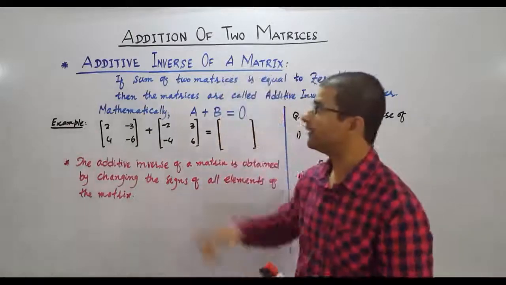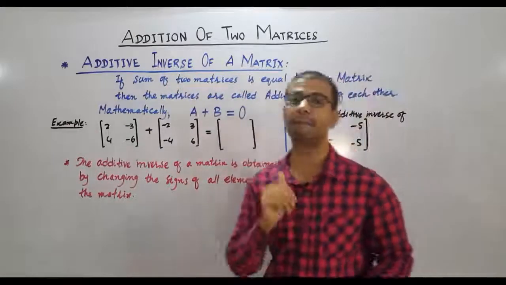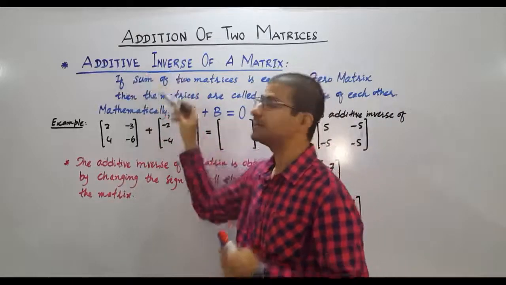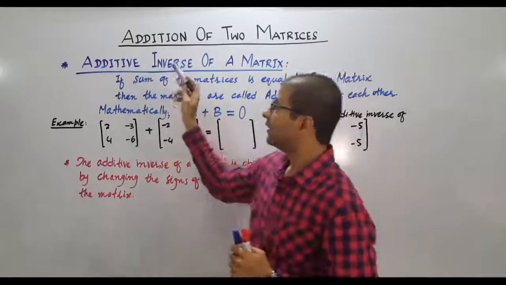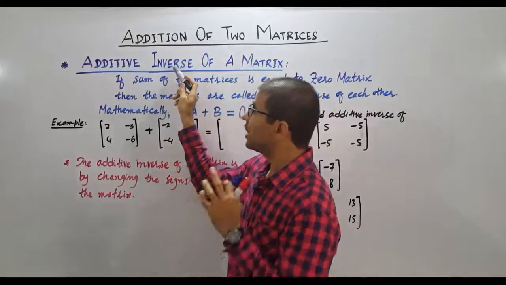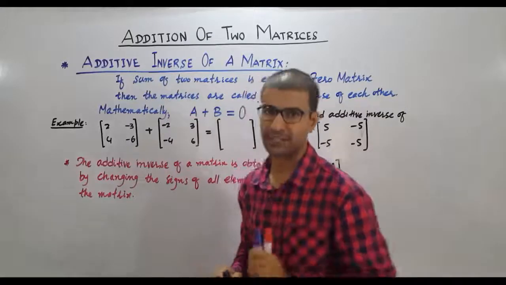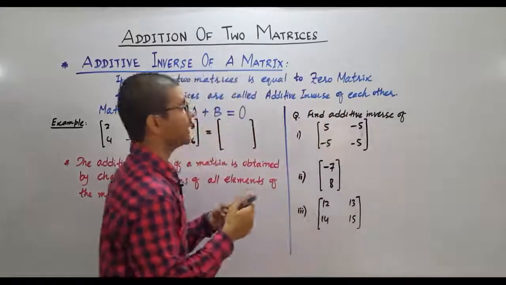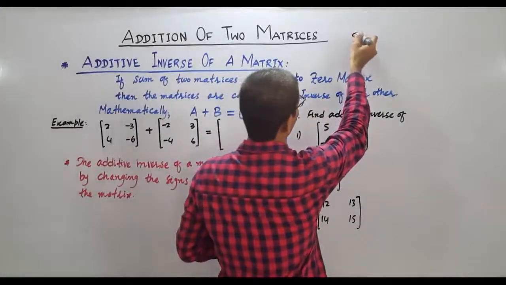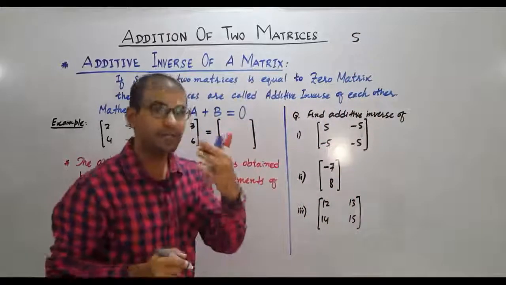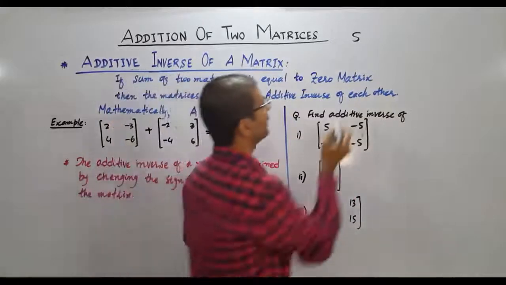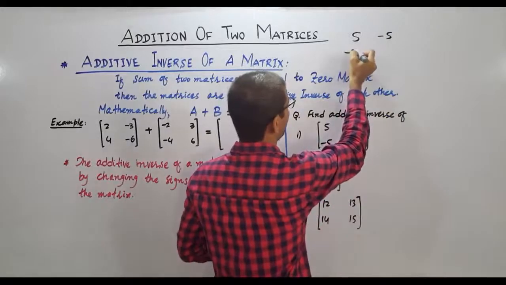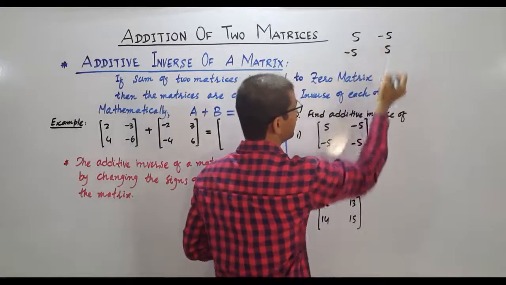In this video, you will learn additive inverse of a matrix. Students, additive means add. Inverse means opposite. What is the opposite of addition? Subtraction. Subtraction is the opposite of addition. If we have a number 5, then its additive inverse will be minus 5. If we have minus 5, then its additive inverse will be 5.